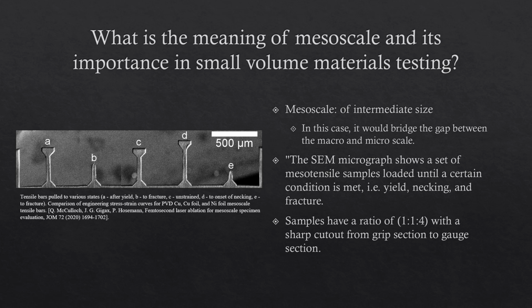On the left is an SEM micrograph from previous mesotensile tests produced by Jonathan Gigax and Quinn McCulloch of the Los Alamos National Labs and Peter Hosemann of UC Berkeley. In this image, you can see 5 different tensile samples with a 1:1:4 ratio. These samples were loaded in an effort to illustrate the sample's behavior at yield point, onset to necking, and failure.